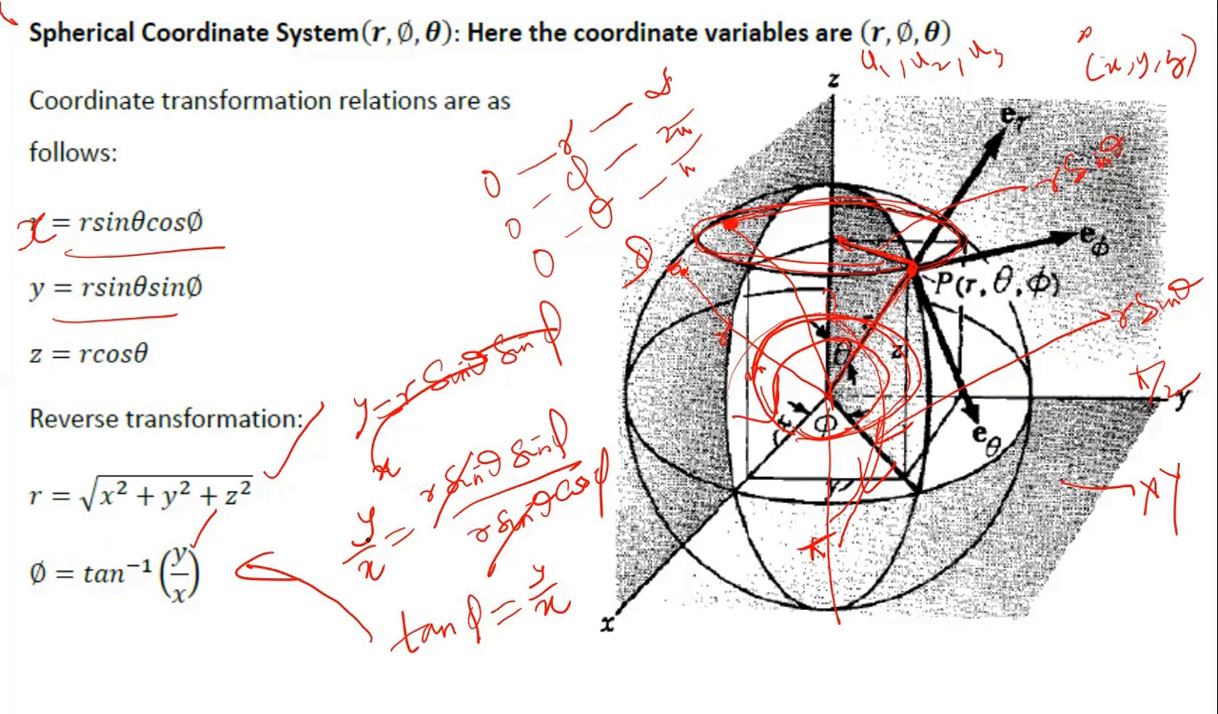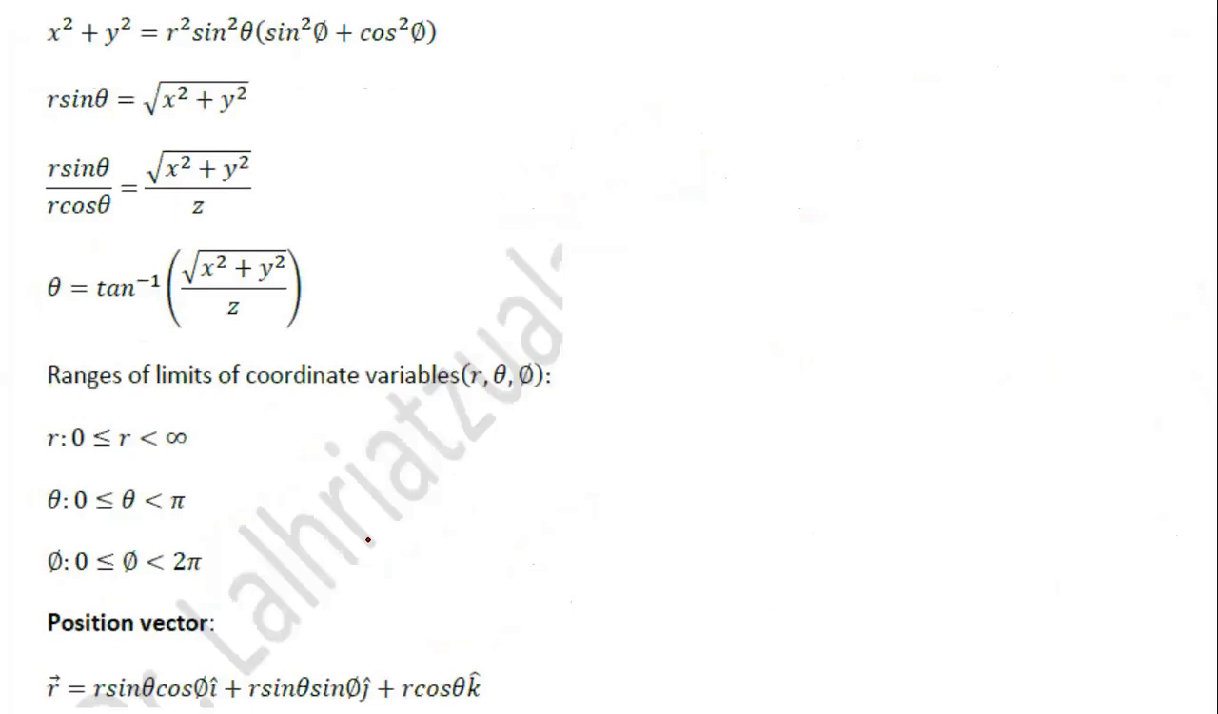And similar to that, you can also obtain your theta. Your theta can be expressed as tan inverse of square root of x square plus y square upon z. Okay, and this is what I have already discussed. The ranges of these coordinate variables are like this.